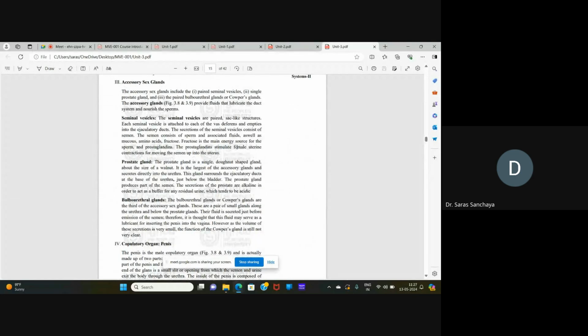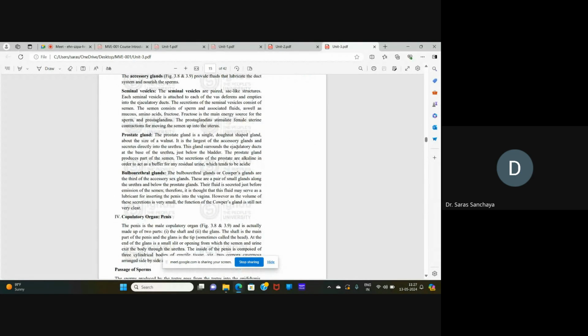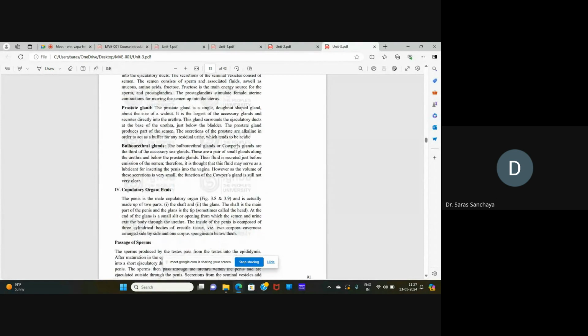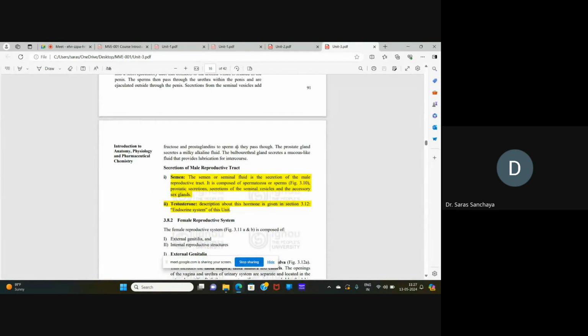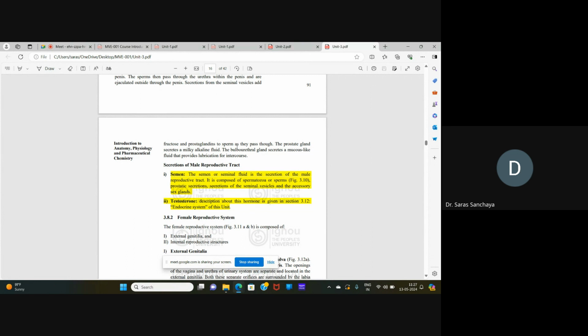Now there are different accessory sex glands also like seminal vesicles, prostate gland, bulbourethral glands. Now, secretions of male reproductive tract, that is semen. The semen or seminal fluid is the secretion of male reproductive tract. It is composed of spermatozoa or sperm, prostatic secretions, secretions of the seminal vesicles, and the accessory sex glands. Testosterone is a hormone which is described in the endocrine system of the unit.